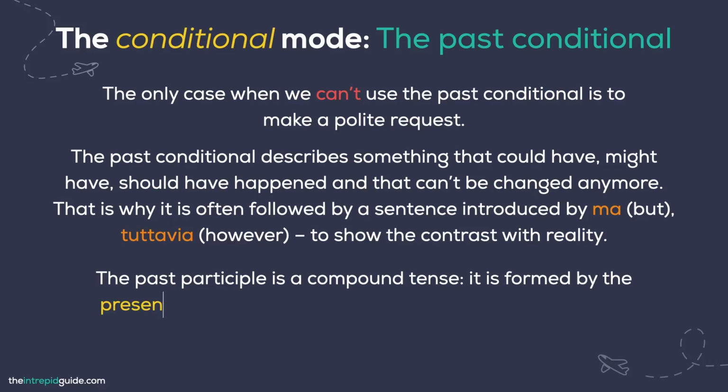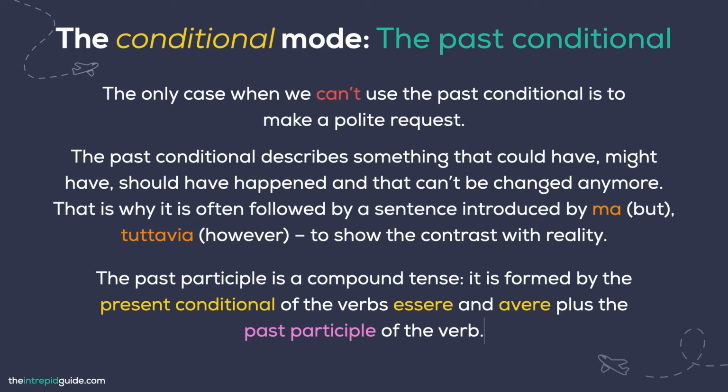reality. From a grammatical point of view, the past conditional is a compound tense. It is formed by the present conditional of the verbs essere and avere plus the past participle of the verb. Here are some example sentences.